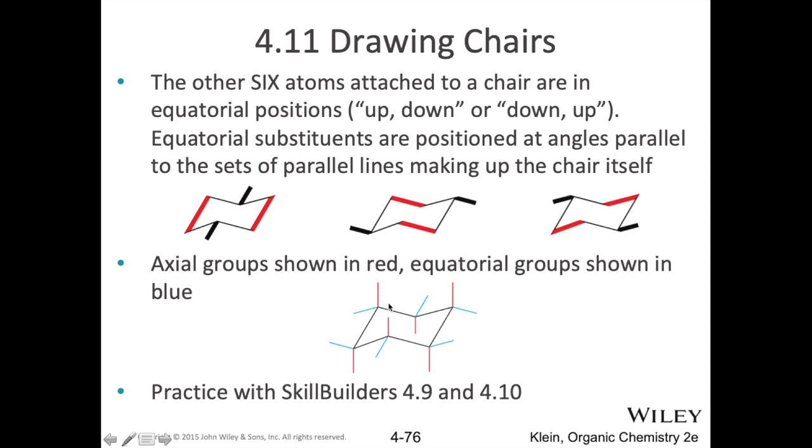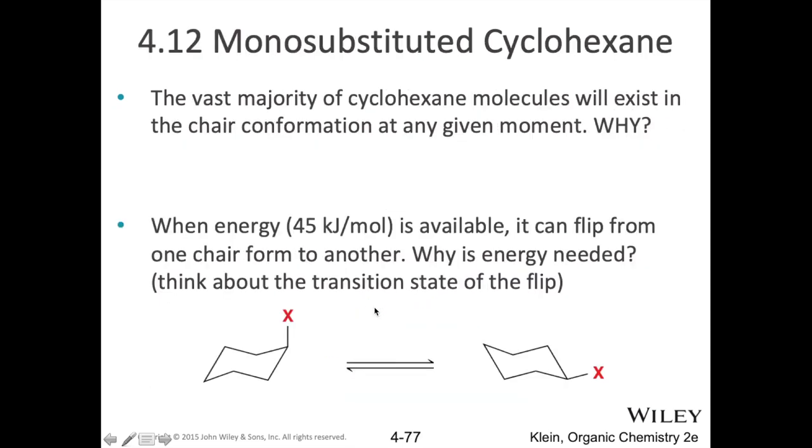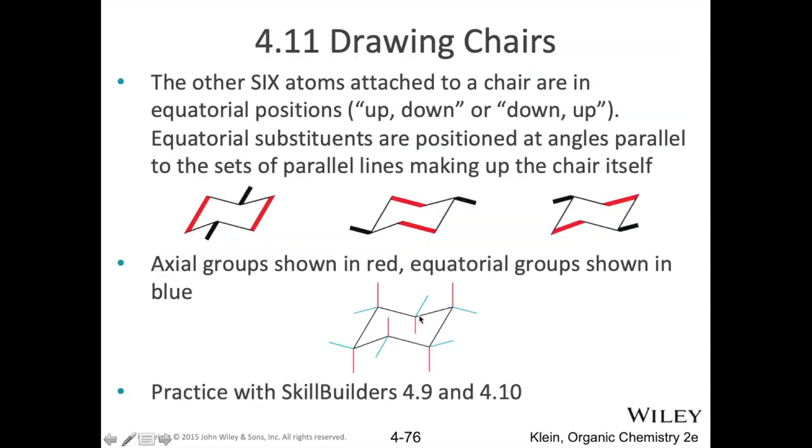If a group on an up carbon is also pointing upwards, it's axial. If a group on a down carbon is also pointing downwards, it's axial. Okay, so up, up, or down, down. Likewise, if the groups are opposite from the carbon they're attached to, so an up carbon but a down group, it's equatorial. A down carbon with an up group is also equatorial. You can see that here as well: there's a down carbon, but this is an upward pointing group. All right, something to keep in mind.